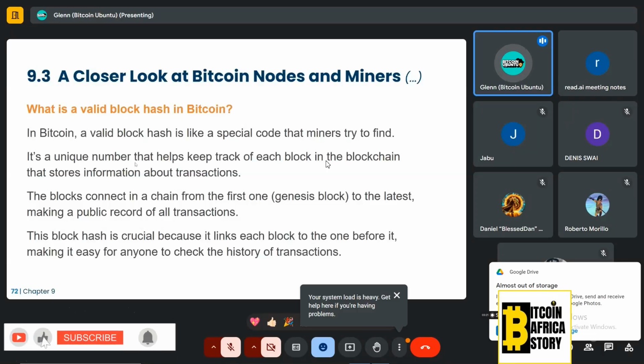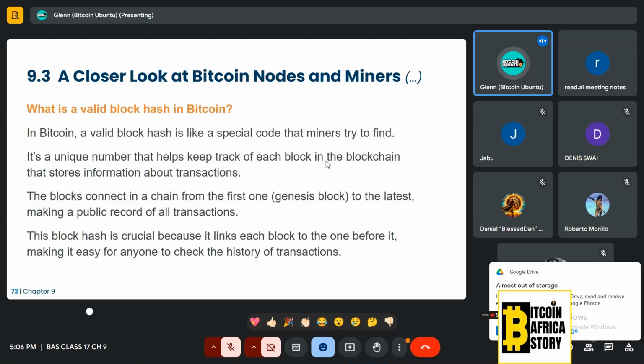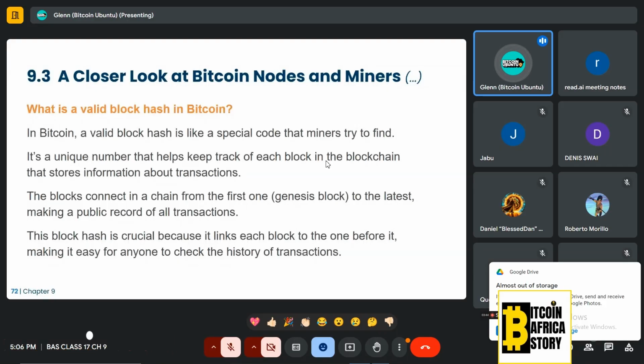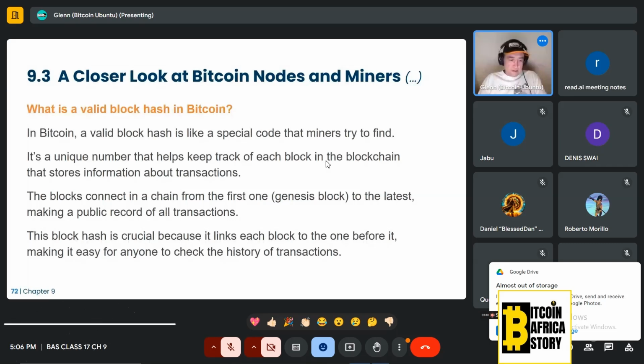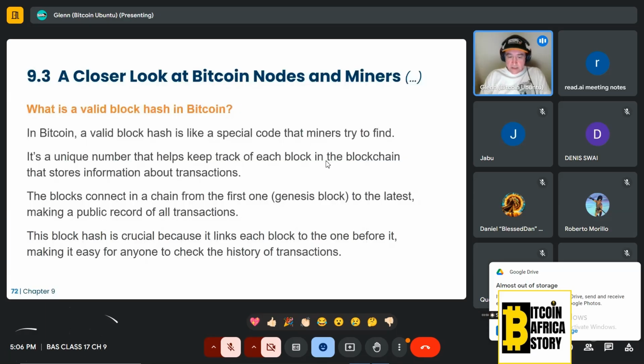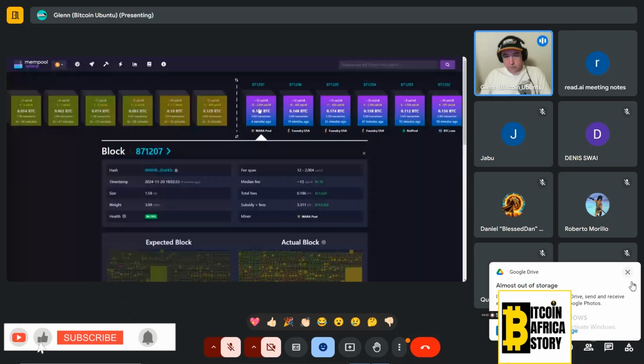Okay, so this is where we left off in the second lesson. What is a valid block hash in Bitcoin? In Bitcoin, a valid block hash is like a special code that miners try to find. It's a unique number that helps keep track of each block in the blockchain that stores information about transactions. The blocks connect in a chain from the first one, the Genesis block, to the latest, making a public record of all transactions. This block hash is crucial because it links each block to the one before it, making it easy for anyone to check the history of transactions.